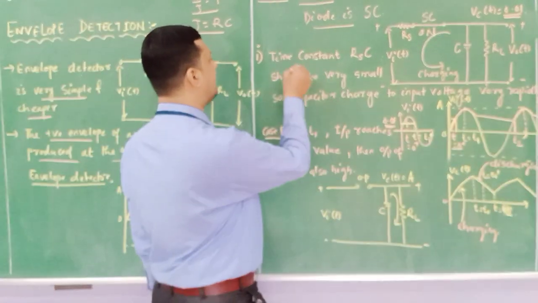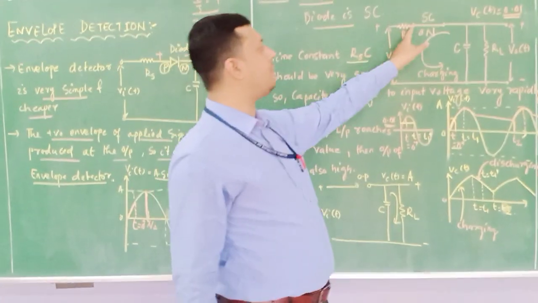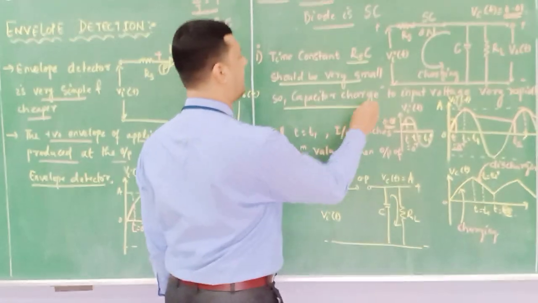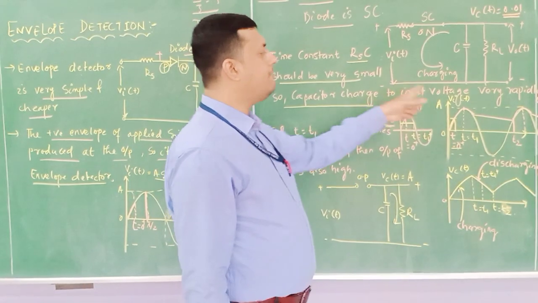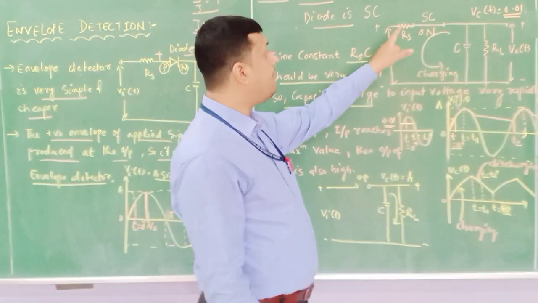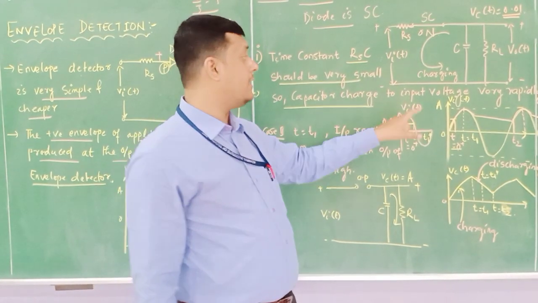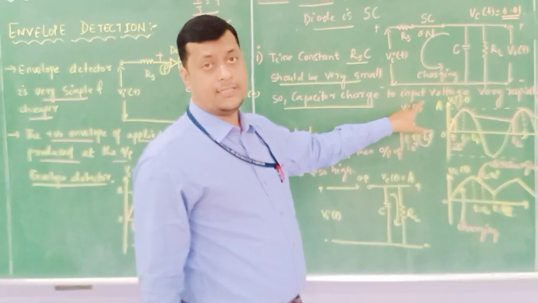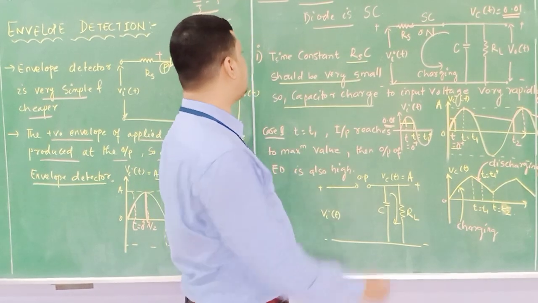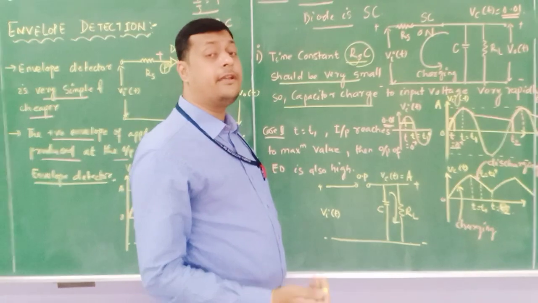So here you can see the time constant Rs into C, the product of Rs into C, should be very small, so that the capacitor charges to the input voltage very rapidly. Input voltage very rapidly means if the R and C component tau is very small, or if the time period is very small, then only it will charge very rapidly. Okay, so it will identify. So the time constant Rs into C should be very small.